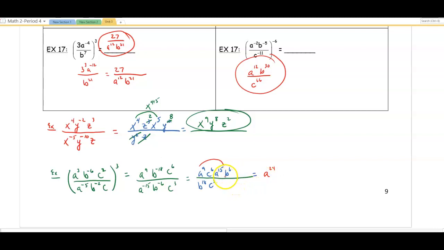When I look at the b's, I have 6 up top, 18 on bottom. Cancel 6 out. How many do I have left? 12. And where am I 12? Down below. And then if I look at my c's, I have 3 on bottom, 6 on top. Cancel 3 out. How many do I have left? 3. And where are those 3? Up top.